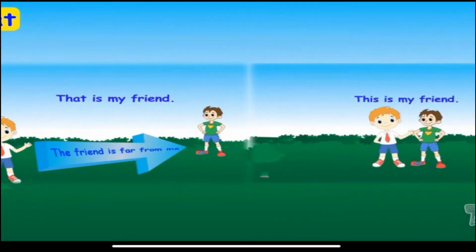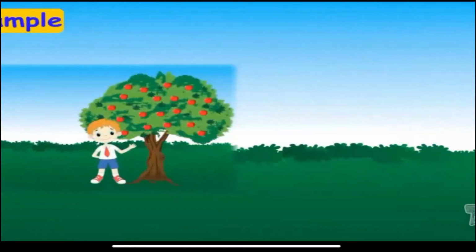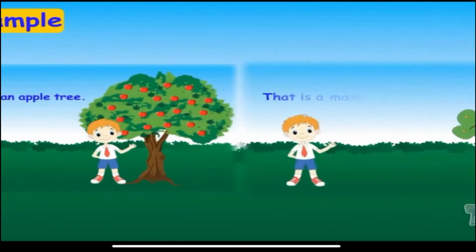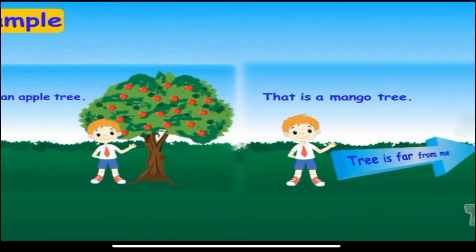Let's have some more examples. This is an apple tree. That is a mango tree. So we use this for the nearer tree, and we use that for the farther tree.